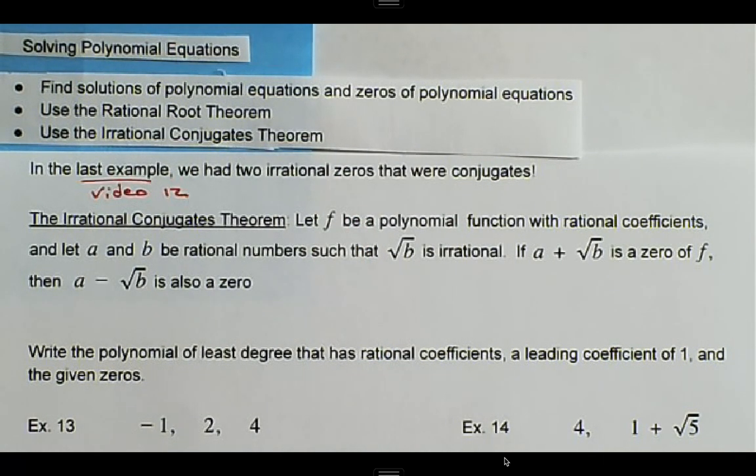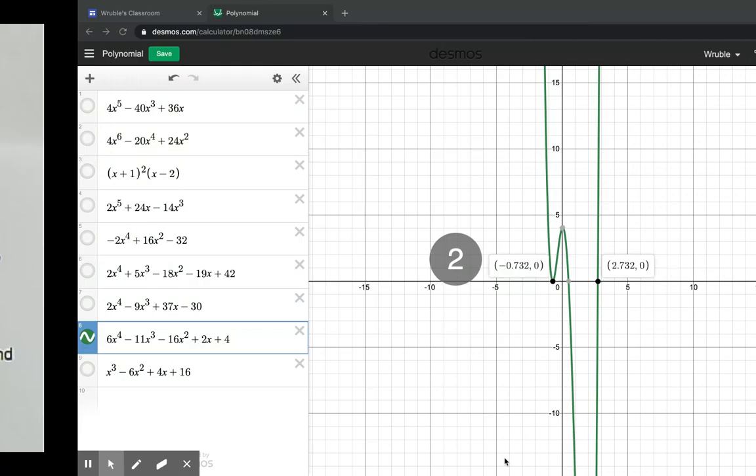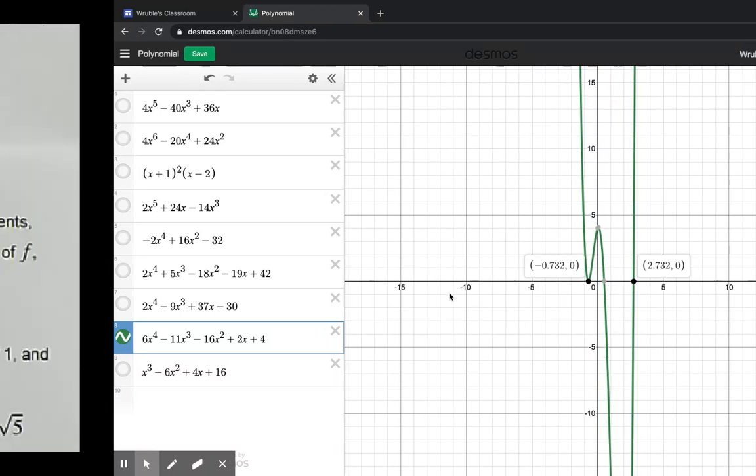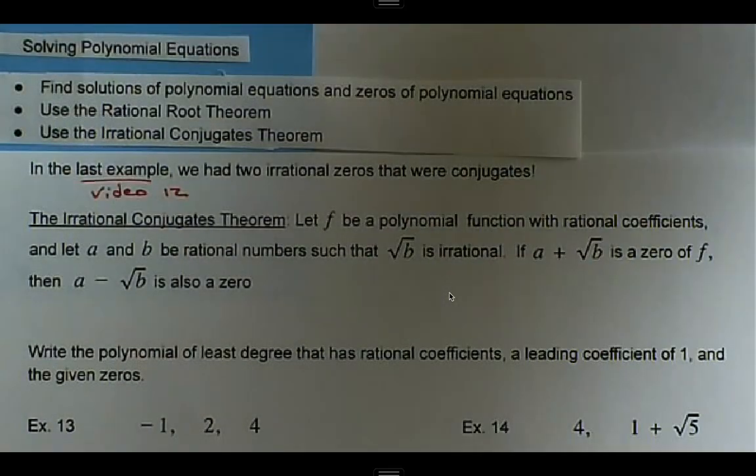We had 1 minus the square root of 3, and then we had 1 plus the square root of 3. That was when we solved to find out what all the zeros were, and that was what the graph looks like there.